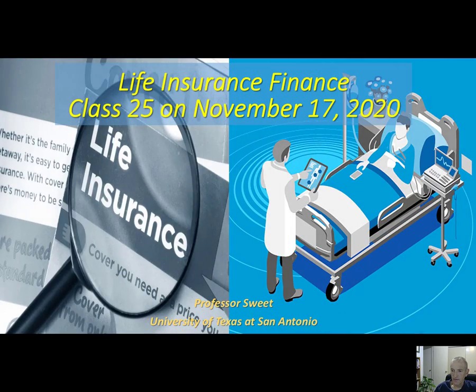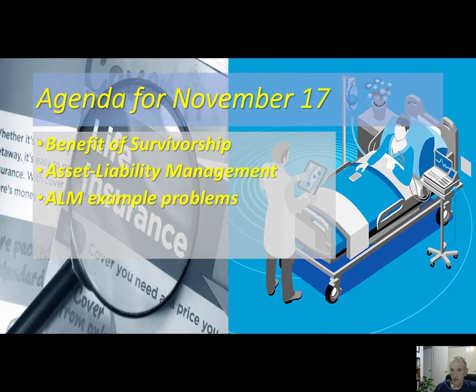Okay, so class 25 here. We want to finish up our discussion of the benefit of survivorship and then get into a really great topic, which is asset liability management. We'll be focusing a little bit here on annuities because that's really the most dangerous product that insurance companies sell when it comes to asset liability management. And then we have a math problem, which is, I think, a really good way to understand exactly what it is that the investment professionals and the actuaries do to manage something like an annuity.